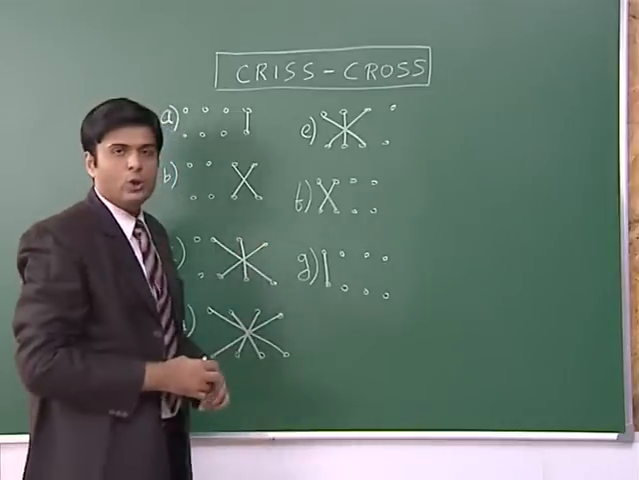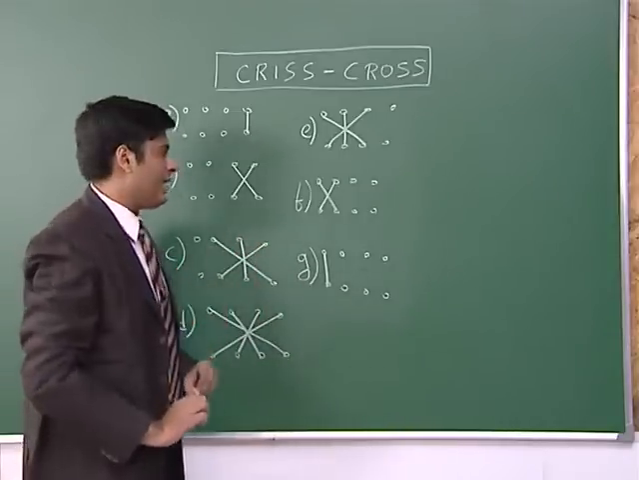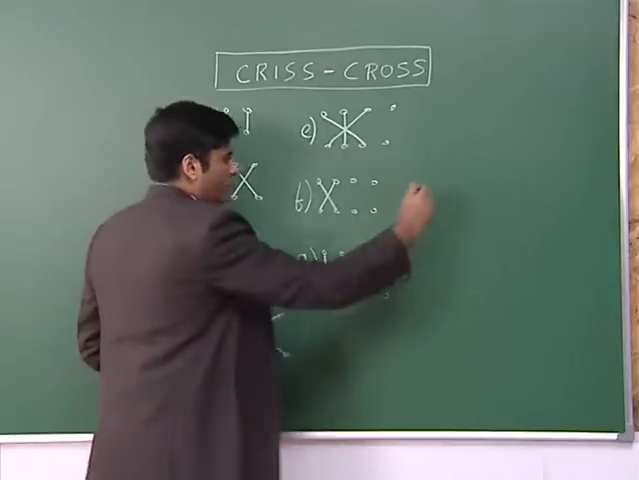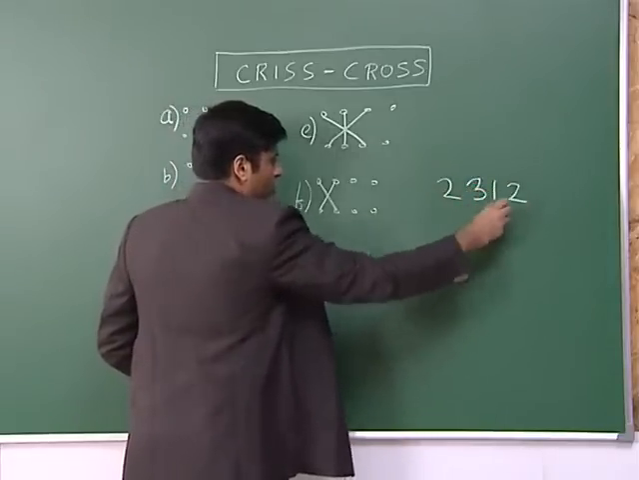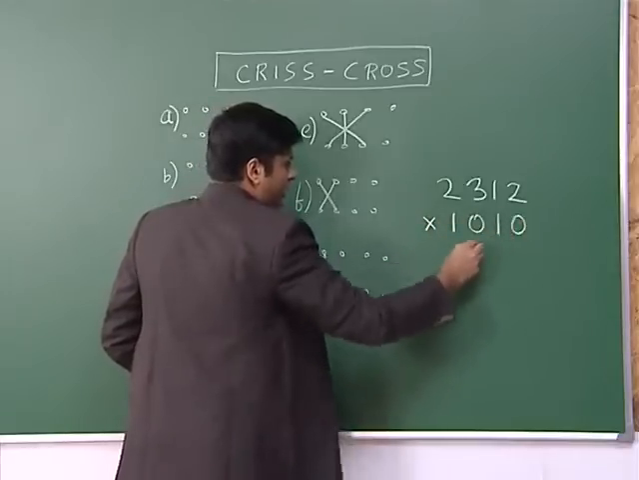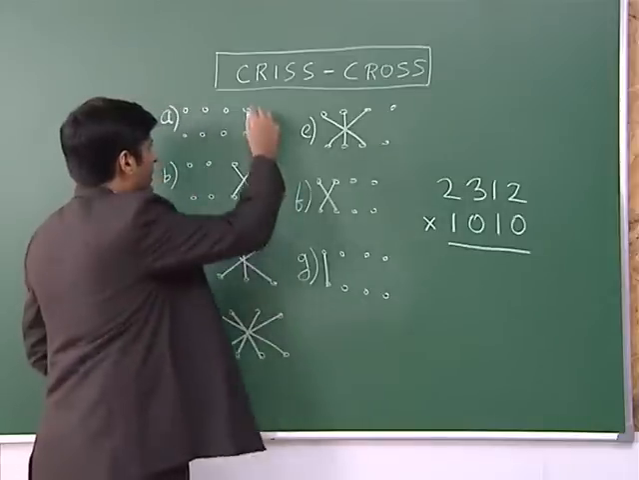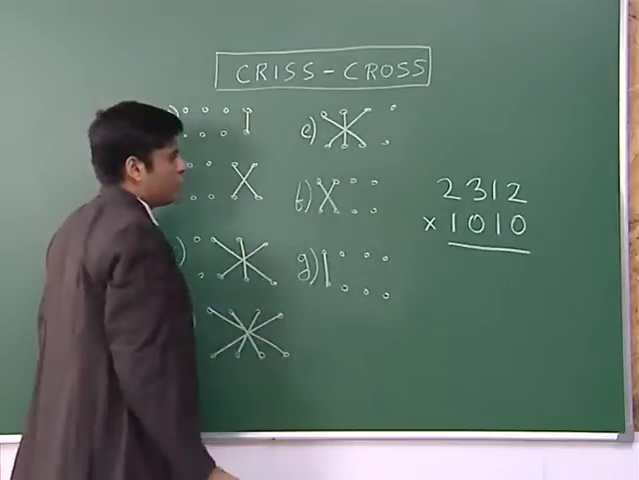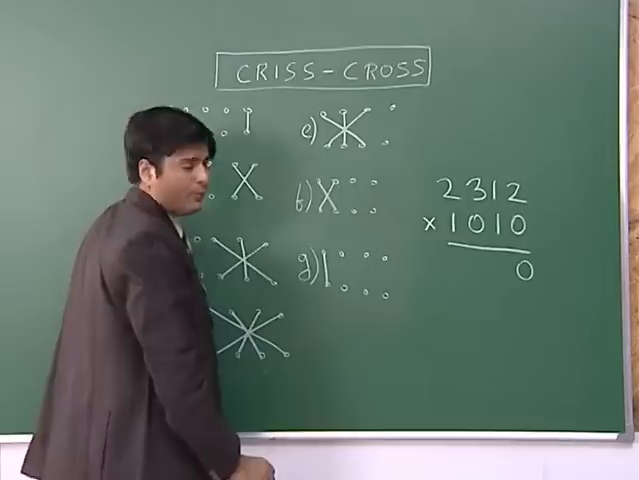After this example is over, I will teach you a technique by which you can learn how to join these dots in a particular pattern. First, let us have a look at an example. Suppose I have to multiply, say, 2312 by 1010. Step A says multiply these 2 numbers. So 2 times 0 is 0.